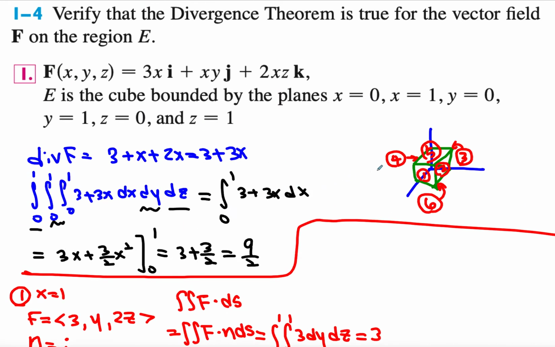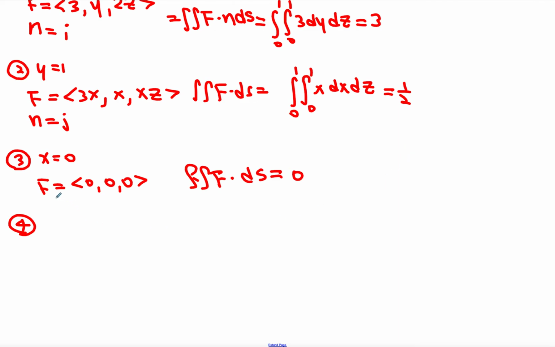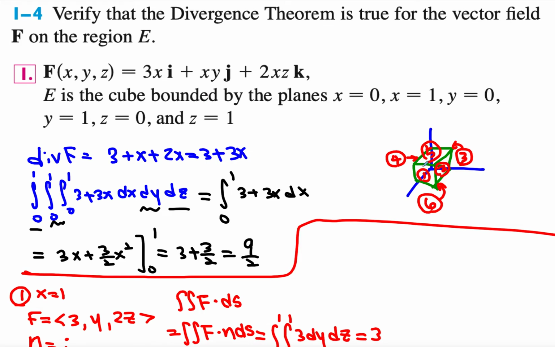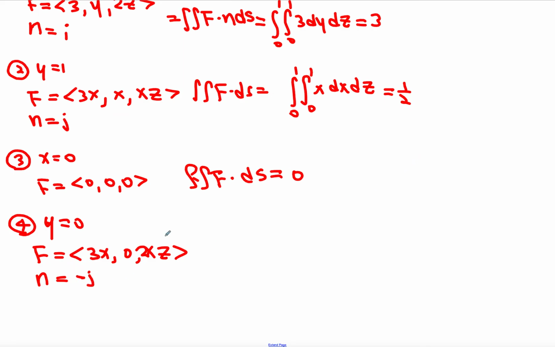Number 4 is when y is equal to 0. So y equal to 0, then F becomes, I believe, 3x and then 0 and xz. But I believe that it was 2xz. Yeah, 2xz. Now, the normal vector would be opposite from 2, where it goes out this way, because the positive direction is outside of the solid. So we get negative j. When you dot this, 3x doesn't have anything, and 0 is multiplied by negative j. So F dot dS is once again equal to 0. So far, surfaces 3 and 4 become 0.